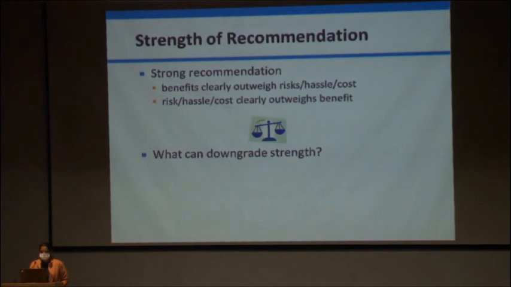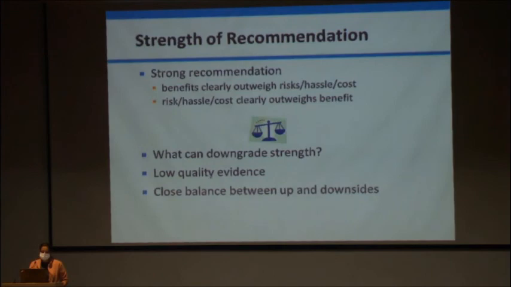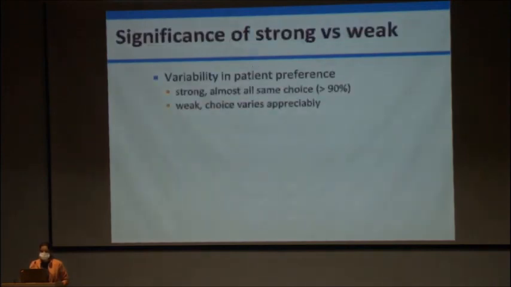So when you go from evidence to recommendations, we have to weigh in the options, compare the benefits to the harms, and what we have to look at is, first of all, the quality of the evidence, and then the balance between the harms and the benefits. What is the significance of strong versus weak? First of all, there would be variability in patient preference. If there's a strong recommendation, all informed patients and clinicians would probably make the same choice for or against an intervention.